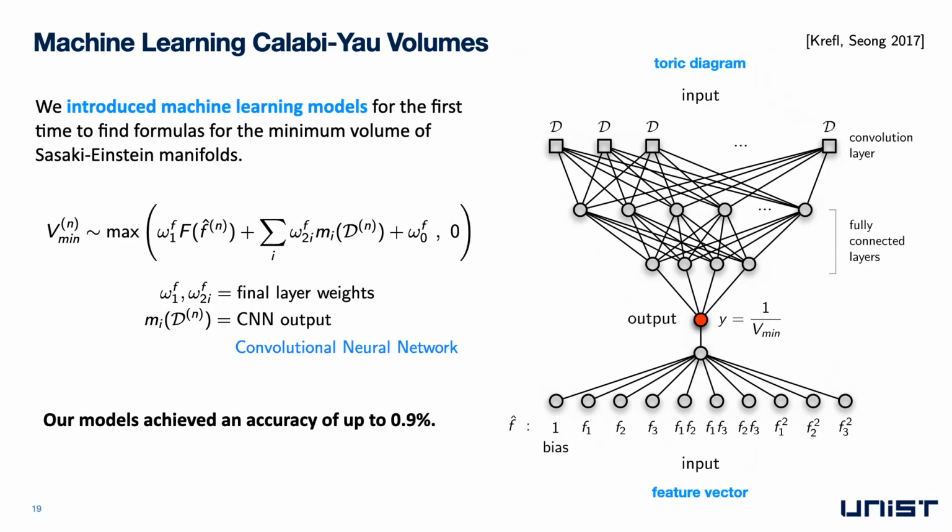And this candidate formula is then evaluated by the machine learning model, and the weights of this formula, the coefficients of the formula, are learned by the machine learning model, and the output is a resulting function that approximates the minimum volume of the Calabi-Yau in terms of various other geometric invariants that you can derive from the corresponding toric variety. Interestingly enough, such a machine-learned formula for the minimum volume of the Calabi-Yau achieved an accuracy of up to 0.9%, which is even better than some numerical computations that have been done before.